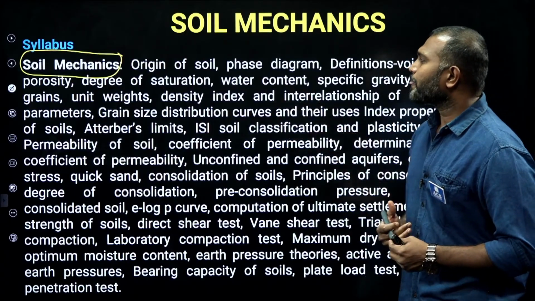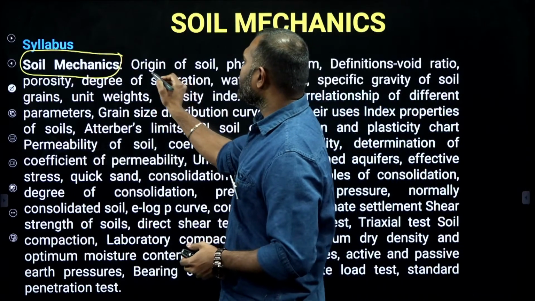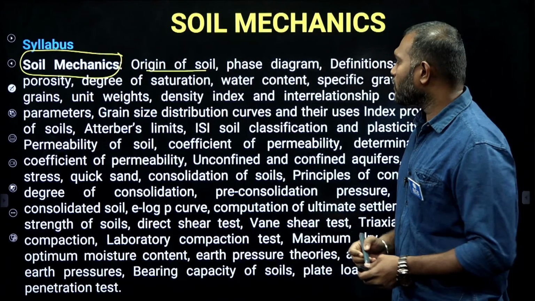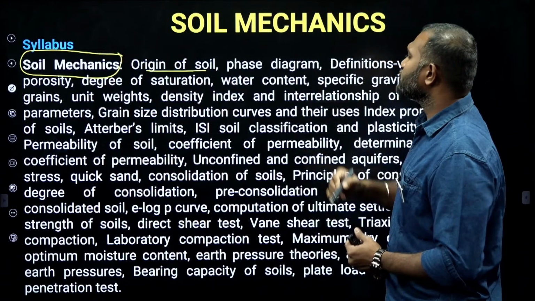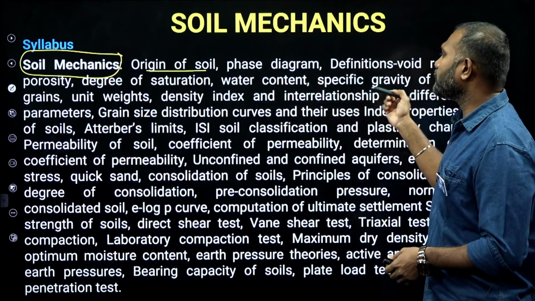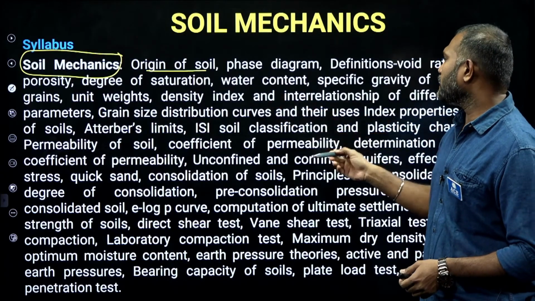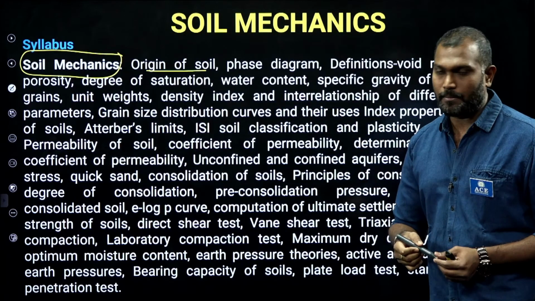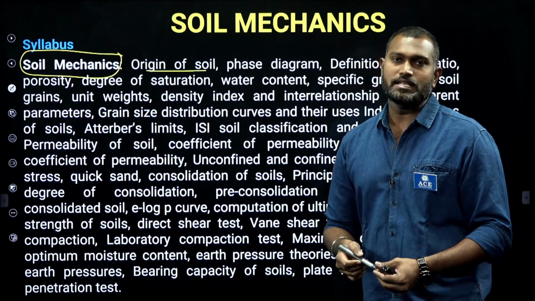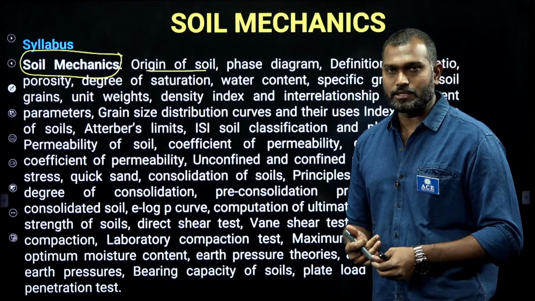So first, coming to soil mechanics, the origin of soil we have delivered as chapter number 1. Then phase diagram, definitions, void ratio, porosity, degree of saturation, water content, specific gravity, unit weights, density index and interrelationship of different parameters. Those things we discussed in chapter number 2, as the physical properties of soil.